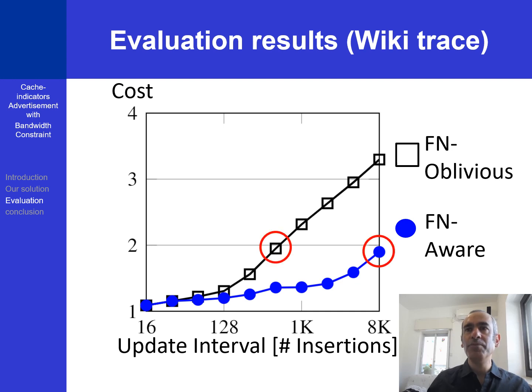In particular, the cost obtained by our false negative aware algorithm when the update interval is 8K is lower than the cost experienced by the false negative oblivious approach when the update interval is only half K. This shows that our algorithm obtains a lower cost while using 16 times lower bandwidth consumption for the advertisement of indicators.